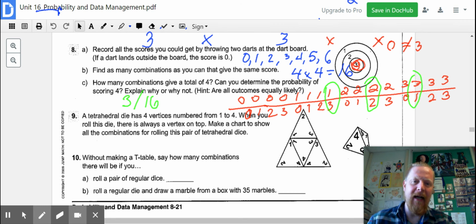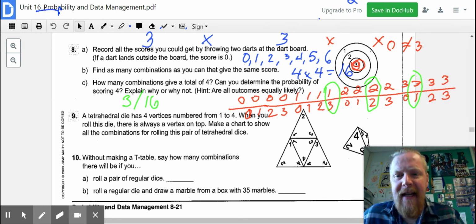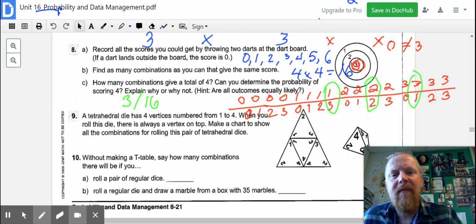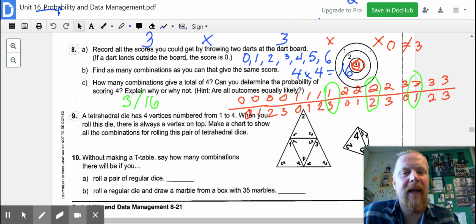Let's take a look at number 9. A tetrahedral die has 4 vertices numbered from 1 to 4. When you roll this die, there's always a vertex on top. So when we're talking about a tetrahedral die, it's actually only got 4 sides. Okay, it's like a triangular pyramid. Make a chart to show all the combinations for rolling this pair of tetrahedral dice.